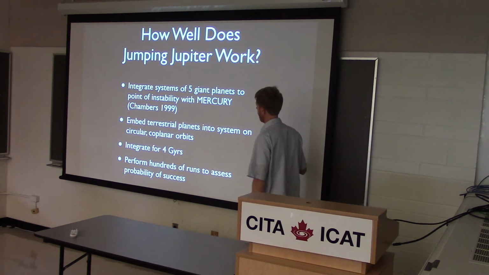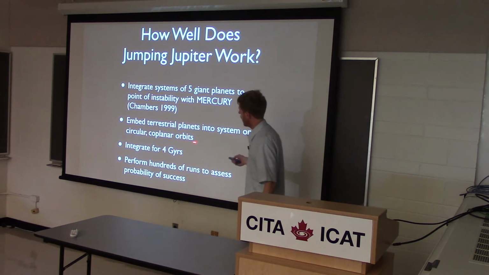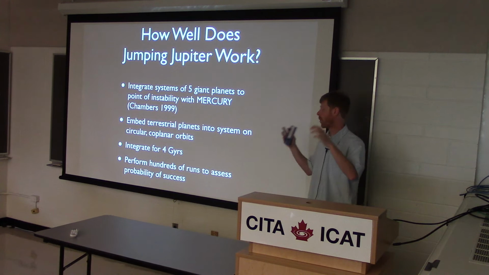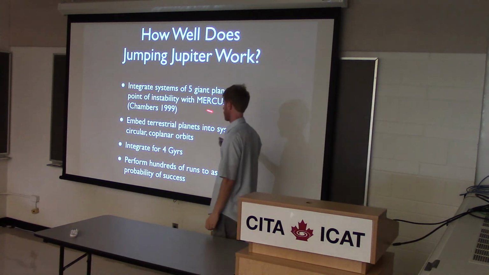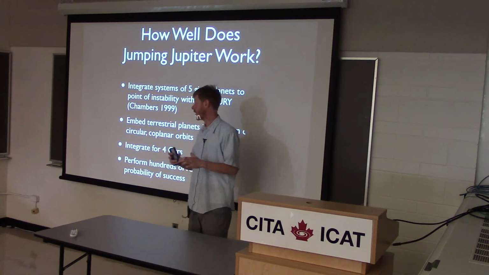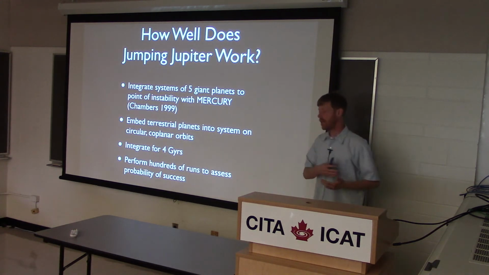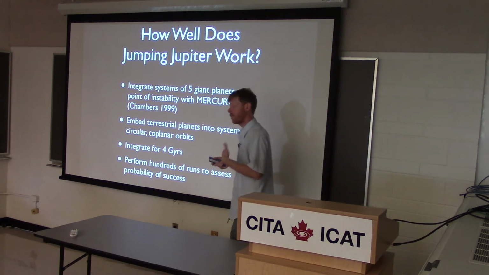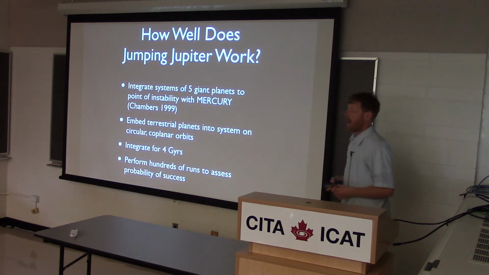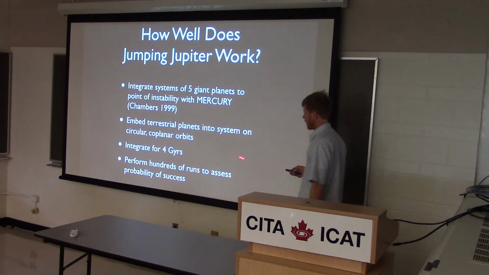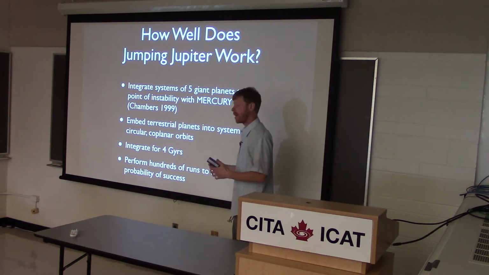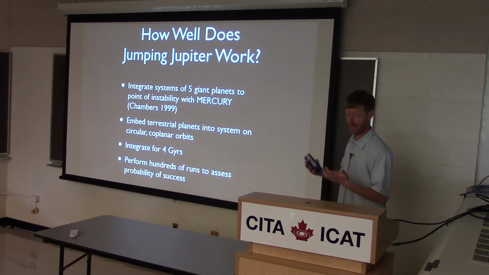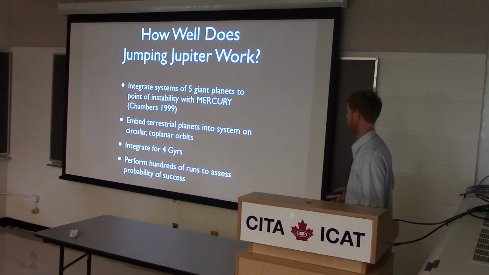or one time output. Then you go back and embed the terrestrial planets into the system, and we want to give them the best chance of survival. So we put them on initially circular coplanar orbits. Then we integrate the system through the instability and on to the modern epoch, for another 4 billion years. To assess the probability of success of this scenario, we ran hundreds of different simulations with different initial conditions, and looked at how often the solar system was reproduced.